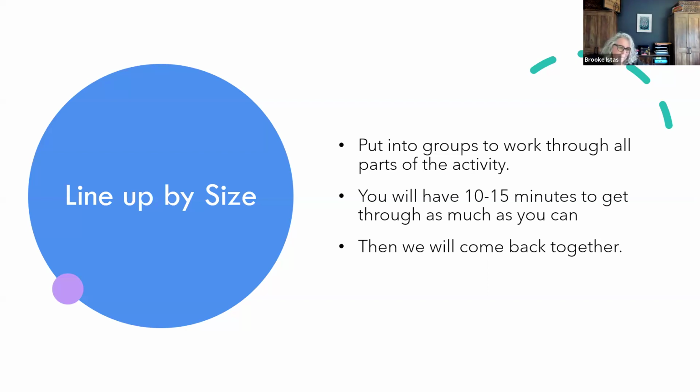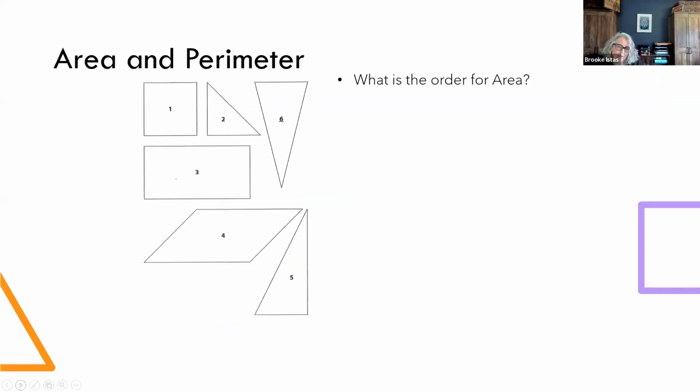So let's look at what was the order for area? Group 1, did you come to a consensus together? We did, we think. Okay. What was your order? Well, actually the conversation was, boy, I think I remember doing this in the Empower. Yes. I wish I could remember it. We went smallest to largest: 2, 1, 6, 5, 3, and 4. Is that what you said? Yes. Okay.